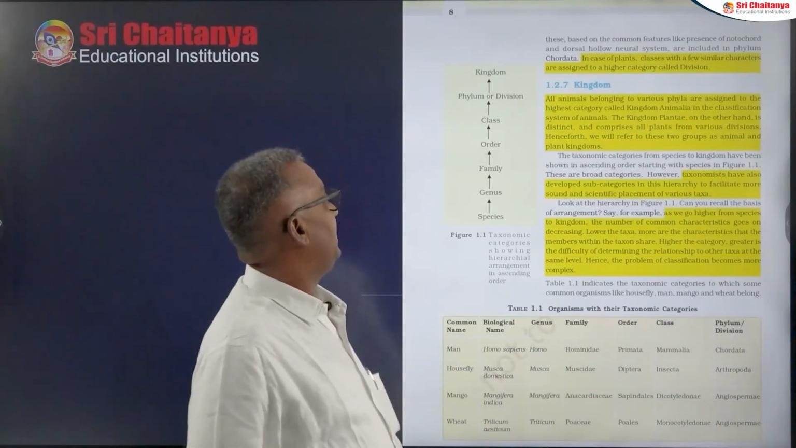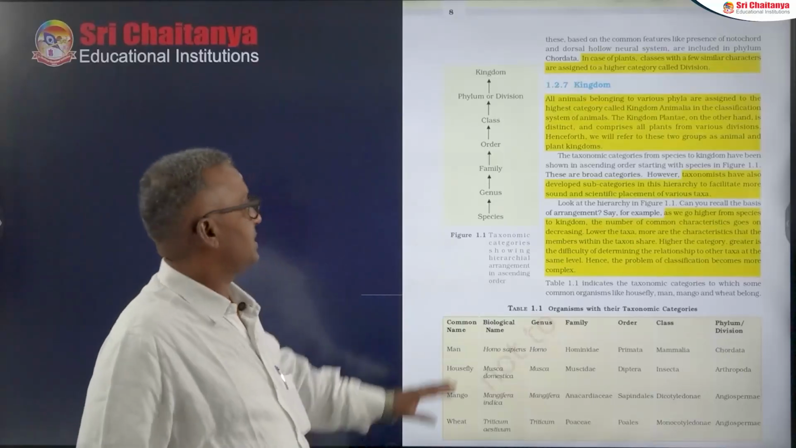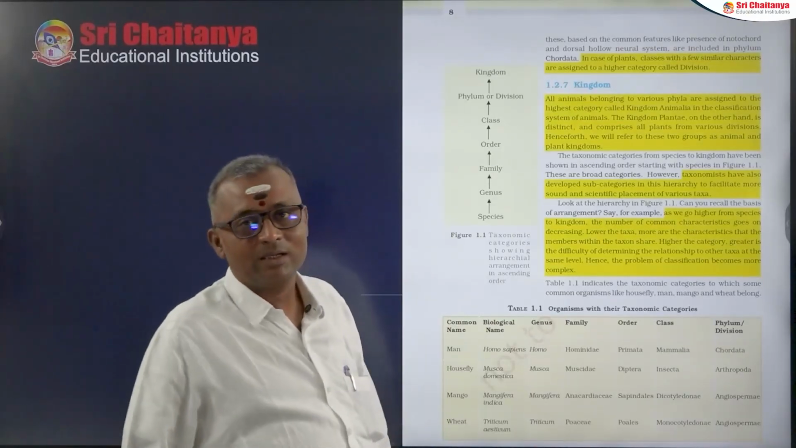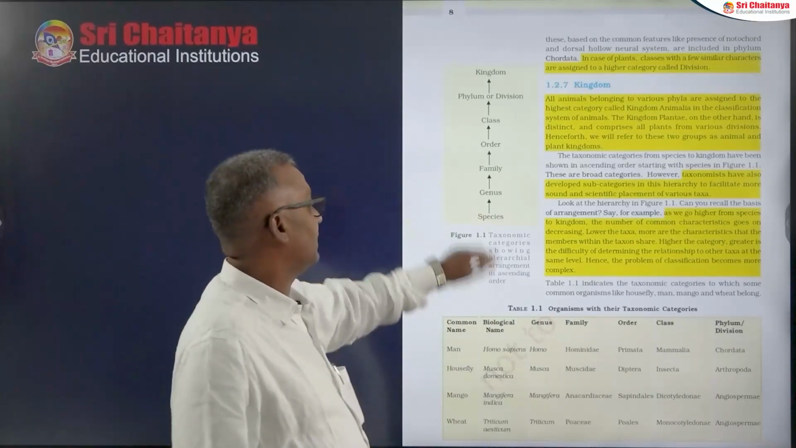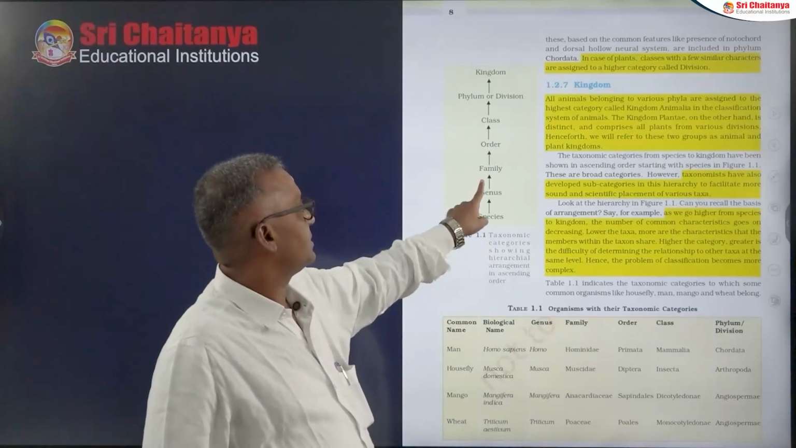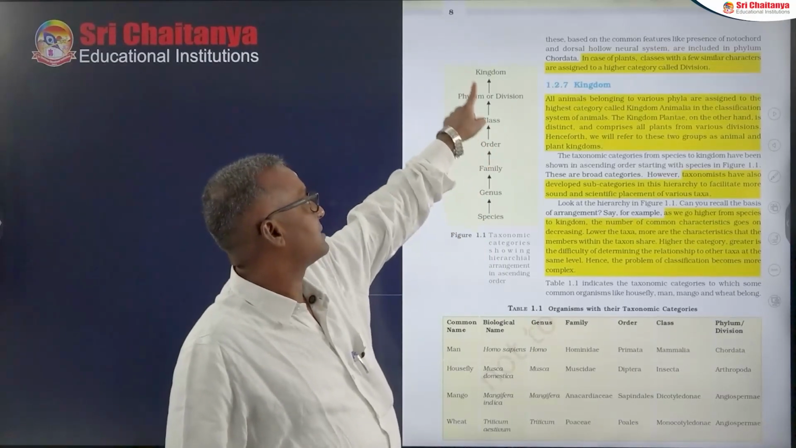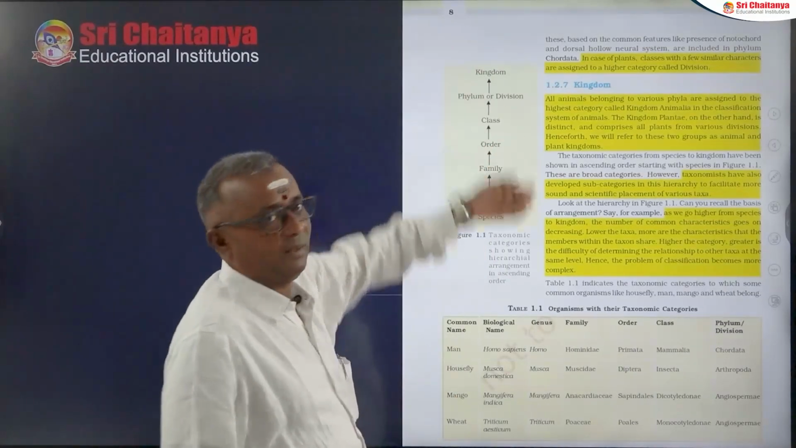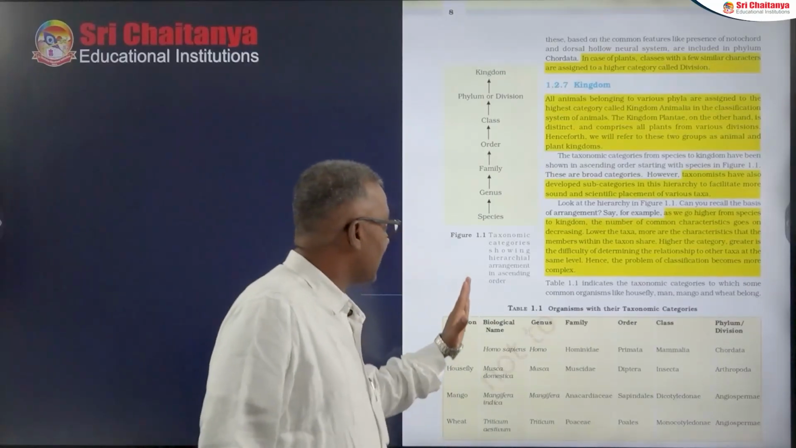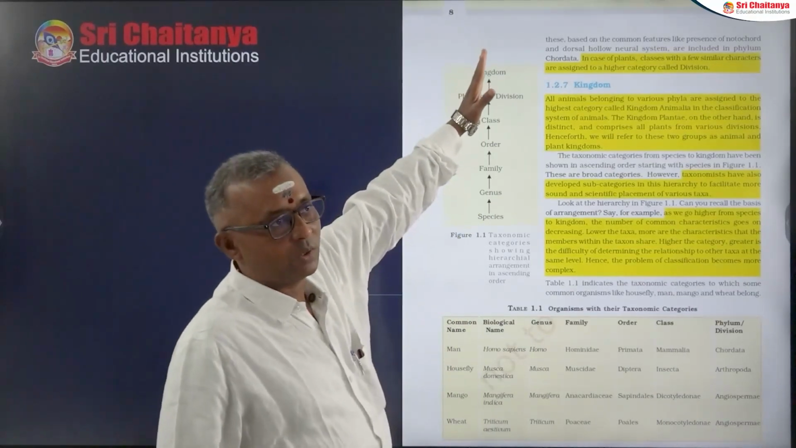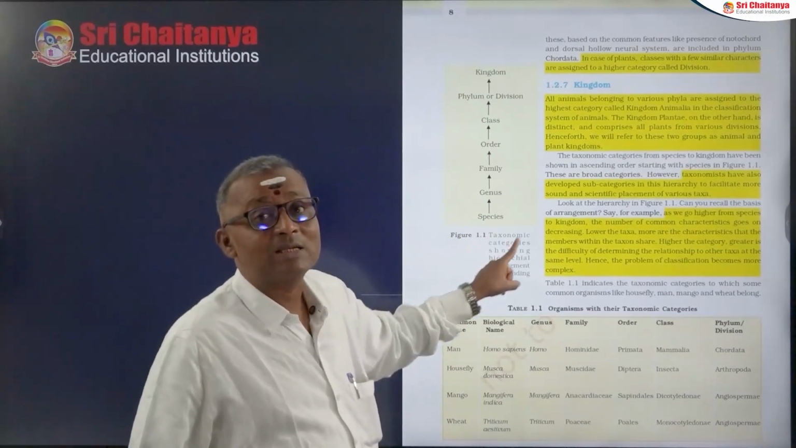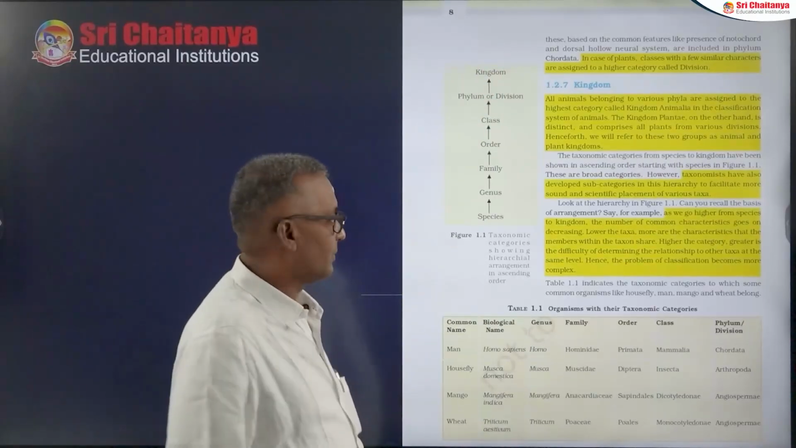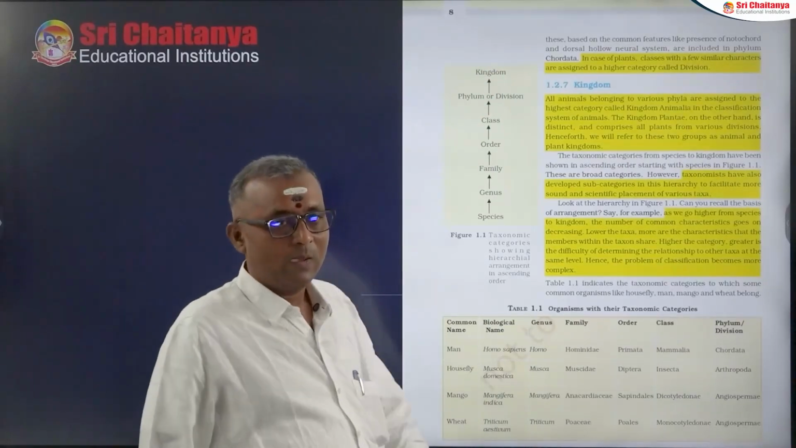Now let us see these categories once again. This is the hierarchy of categories as given in the NCERT book. Species, genus, family, order, class, division, kingdom. These are the different hierarchy levels. The arrow mark shown in the flow chart indicates the ascending order. This you have to remember.